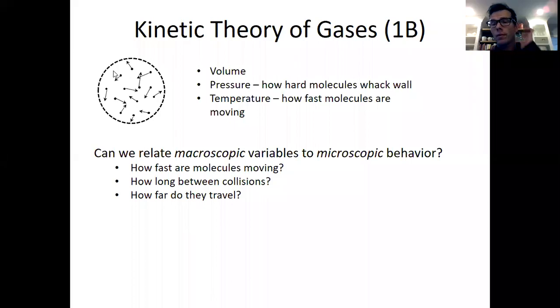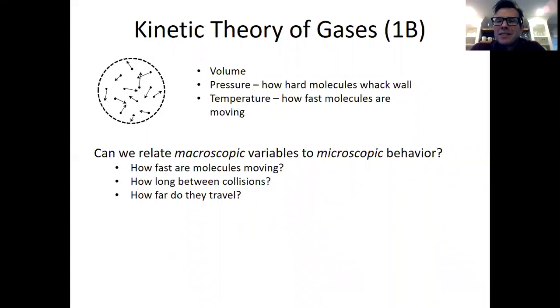Morning, everyone. So today we're talking about kinetic theory of gases. It's in Atkins 1B. When we were discussing ideal gases, we had these macroscopic variables: volume, pressure, temperature. Those are things that we could measure, right? Macroscopic. They're distinct from the behavior of the molecules themselves, right? The microscopic behavior. So a classic example of this is temperature. When we think about temperature, we think about how fast molecules are moving.